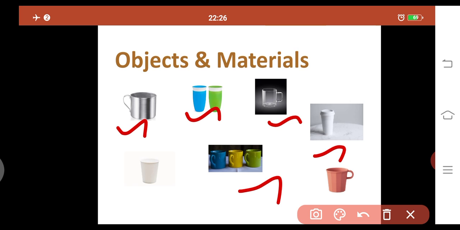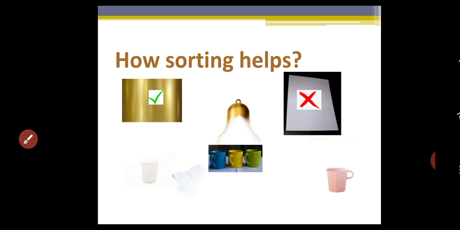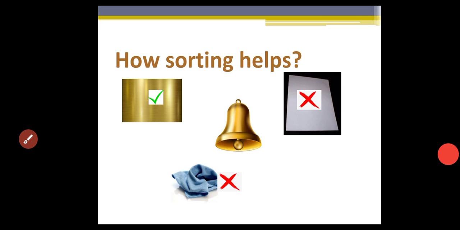So how do we decide what material can be used to make a particular object? Here we are going to learn something called properties of materials.